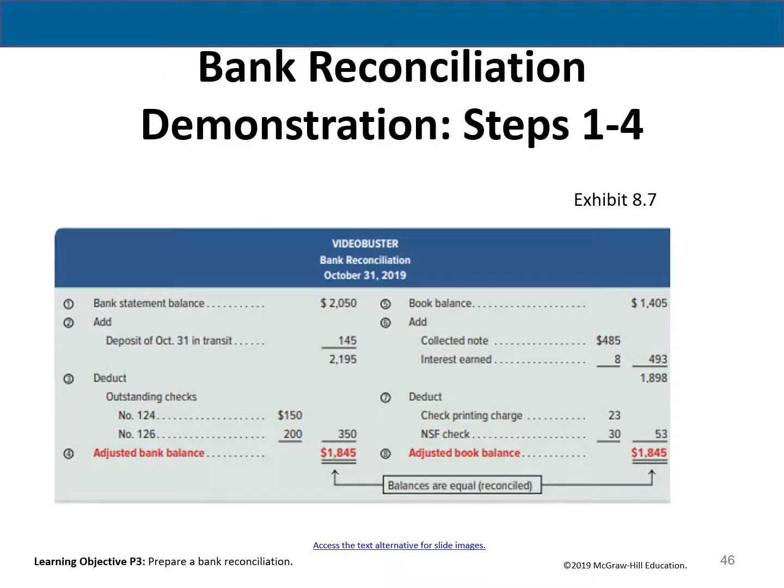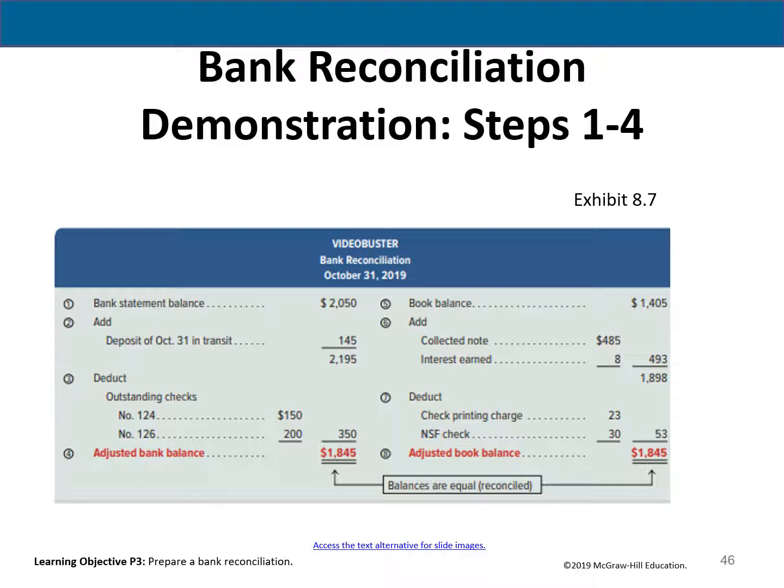So here's an example, and this is from an item in your book on steps 1 through 4. Here we have the bank statement balance for Video Buster. The bank statement is $2,050. The book balance, their checkbook balance, the company's accounting of it, is $1,405. Obviously, they don't agree. So the company goes and looks and says, are there any deposits in our checkbook back at the company, but not on the bank statement? Oh, yes, there's one, $145, deposit in transit.